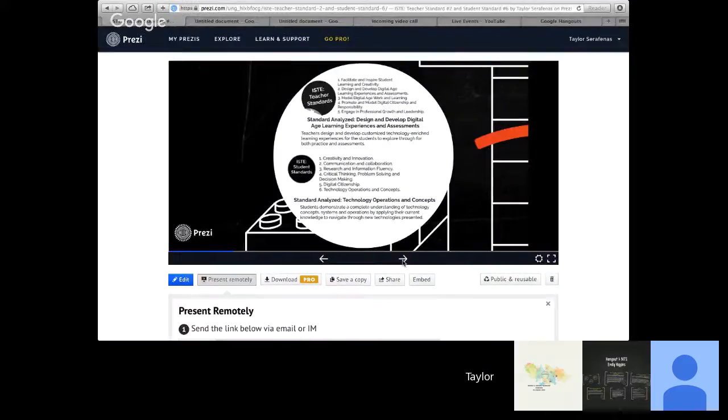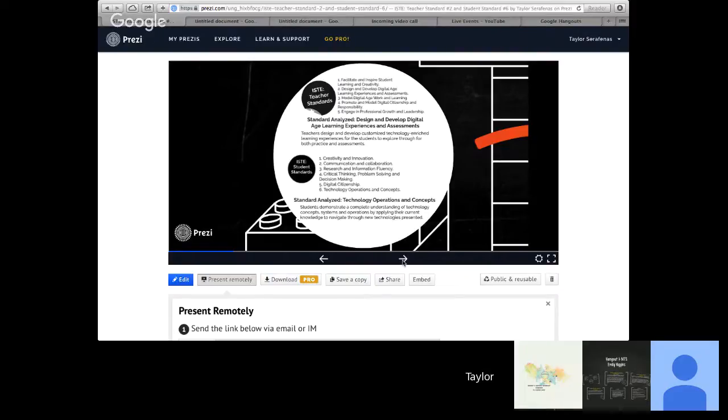focuses on teachers design and develop customized technology-enriched learning experiences for the students to explore through for both practice and assessments. The student standards are as follows: creativity and innovation, communication and collaboration, research and information fluency, critical thinking, problem solving and decision making, digital citizenship, and technology operations and concepts.